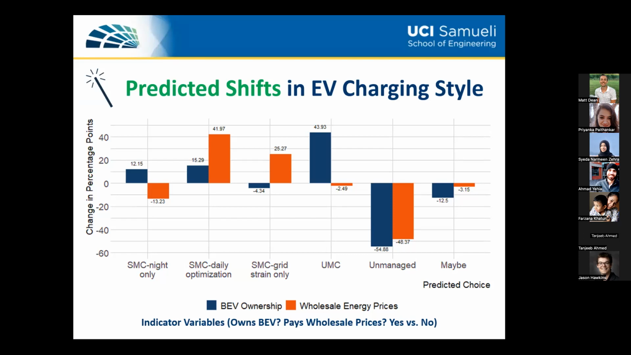People who now are likely to pay wholesale energy prices are much less likely to do unmanaged charging and more likely to do daily optimization and grid strain only days.